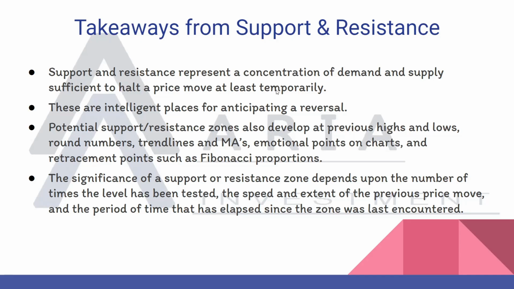These levels represent a temporary concentration of demand and supply. These are intelligent places for anticipating a reversal. Support and resistance zones usually develop at previous day highs, lows, round numbers, moving averages, trend lines, and Fibonacci retracement points. The significance of a support and resistance zone depends upon the time that has elapsed since it was last tested, meaning that a support level created 6 months ago would be more effective than a support level created a couple of years ago.